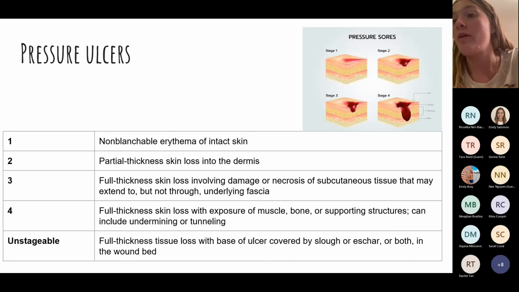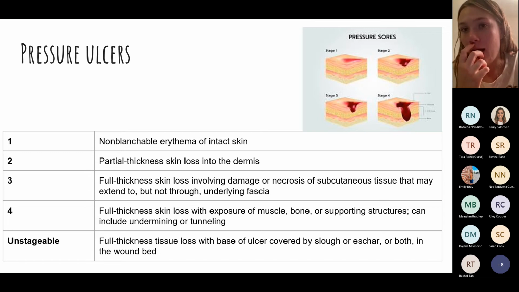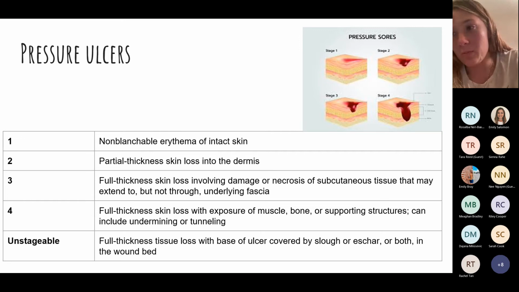Stage 3 is more of our full thickness that actually goes into the subcutaneous tissue and can extend a lot more. When we talk about stage 4, this is full thickness, but now we can see muscle, bone, or other structures, and there'll be a lot of tunneling. When you think tunneling, think as if I literally took a scoop out. That's what tunneling is.